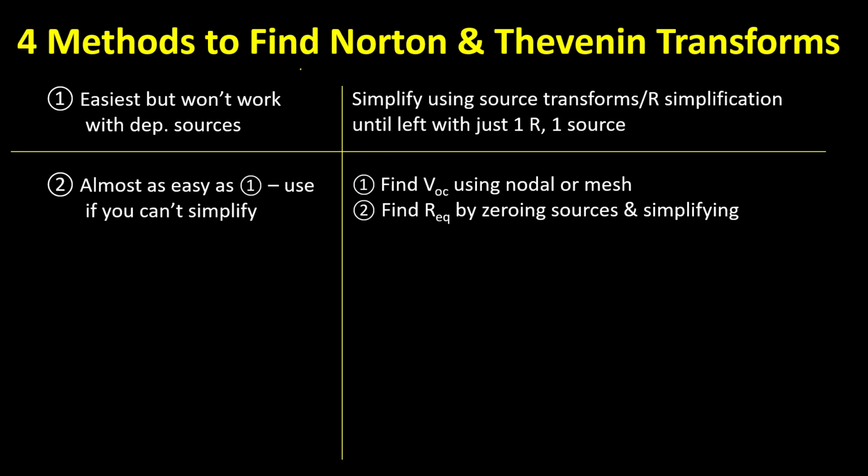The second method is almost as easy as the first. Use it if all of your sources are independent. To do this, you're going to first find the open circuit voltage using nodal or mesh methods, and then you'll find the equivalent resistance by zeroing all your sources. And to zero sources, what we mean is that if you've got a 0 volt voltage source, that becomes just a short, and a 0 amp current source just becomes an open.